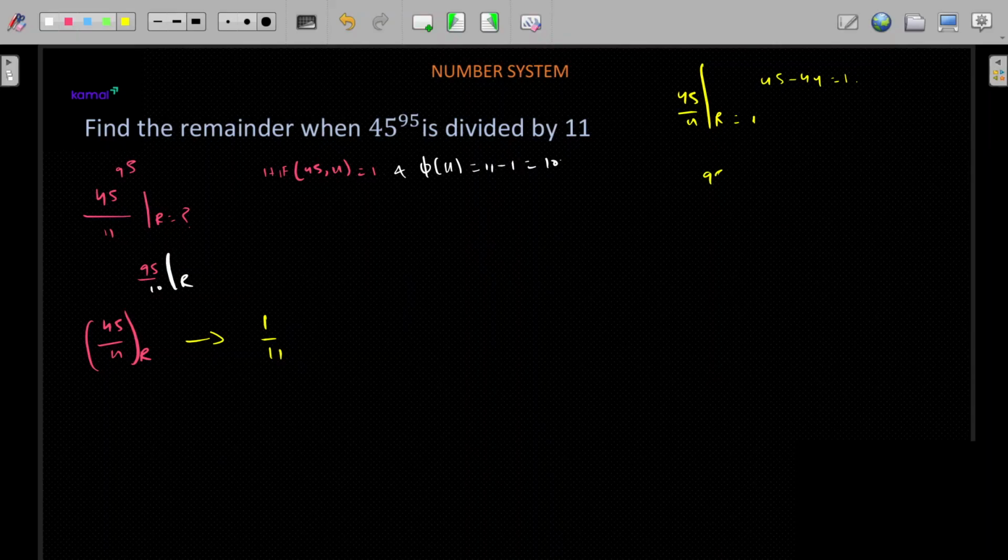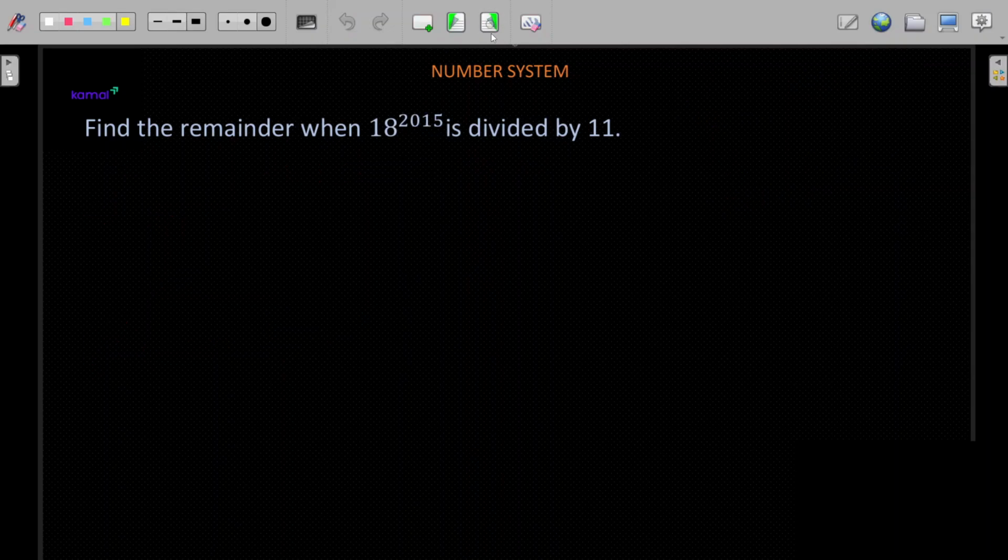So I will find 95 by 10. The highest multiple of 10 which is less than 95 is 90. So 95 minus 90 is equal to 5. So it will become 1 power 5. It doesn't matter what the power of 1 is, it's always going to be 1. So my remainder is 1. I hope you understand this question also. Let us move to the next question now.